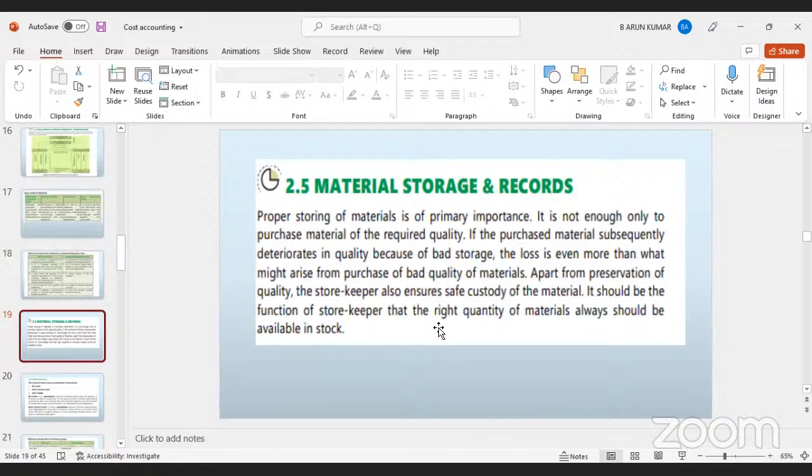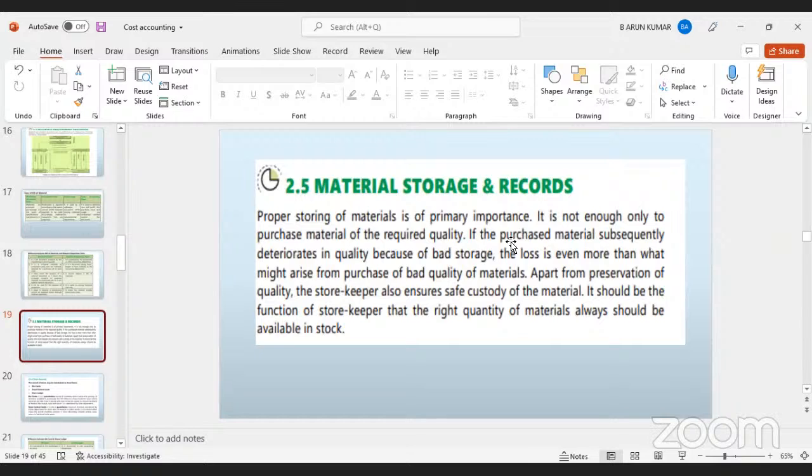material storage and records. That means proper storage of materials is of primary importance. It is not enough only to purchase material of required quality, because if the purchased material subsequently deteriorates in quality because of bad storage, the loss is even more than what might arise from the purchase of bad quality materials. Apart from the preservation of quality, the storekeeper also ensures safe custody of material. It should be the function of the storekeeper that the right quality of material is always available in stock.